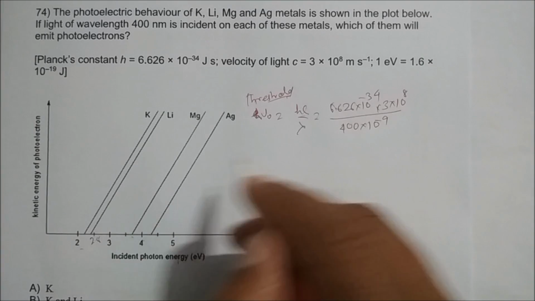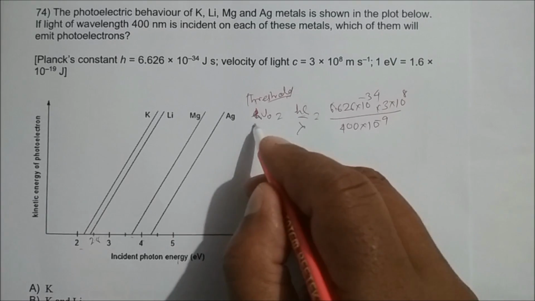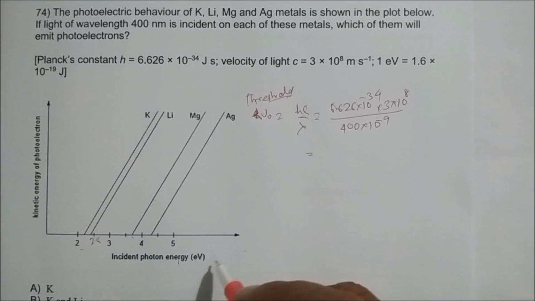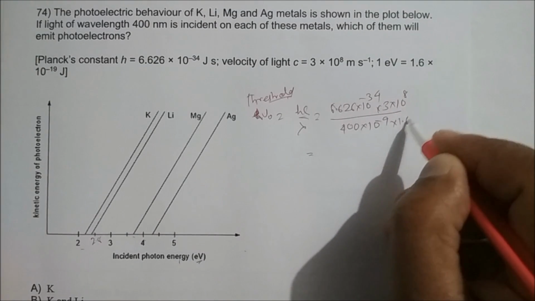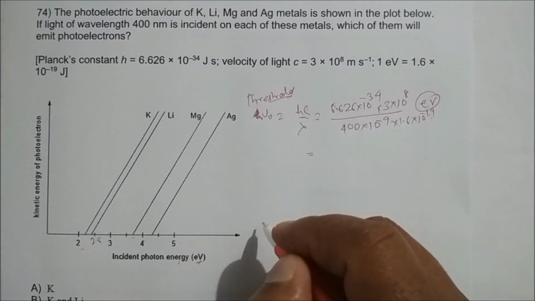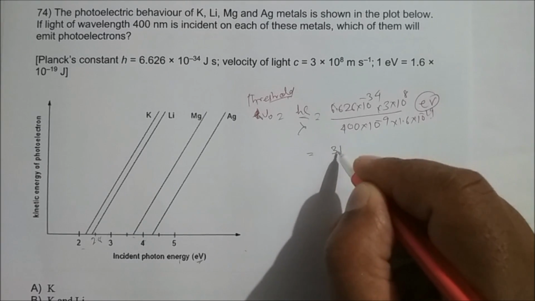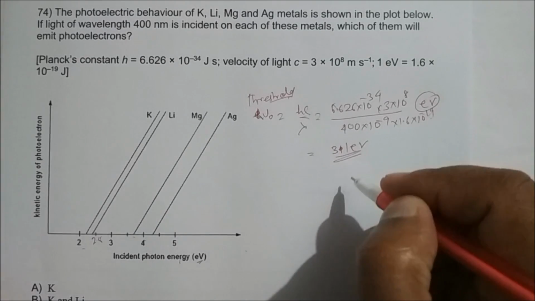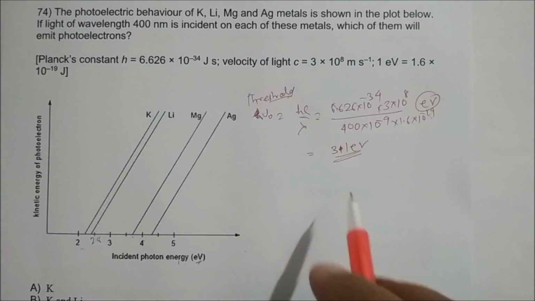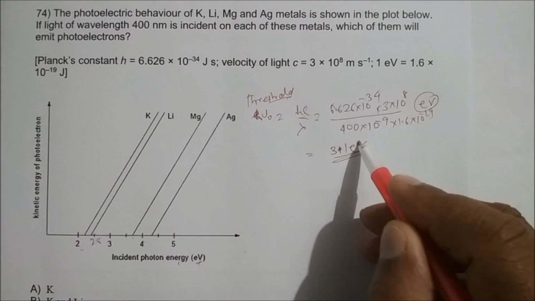On solving you will get something, and again you have to convert it to electron volt, because the answer is given in electron volts. So you have to divide by 1.6 into 10 to the power minus 19 also. This whole will convert to electron volt energy. If you see carefully, you will get 3.1 electron volt. Now this is our threshold energy, 3.1 electron volt, so the incident energy is 3.1 electron volt.